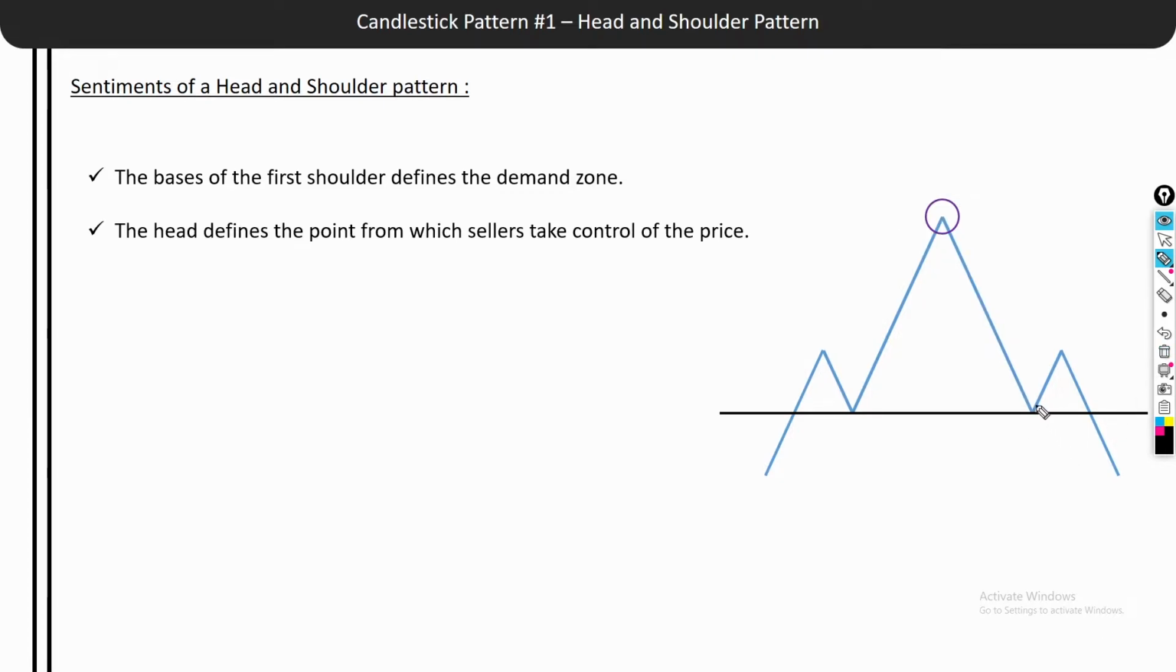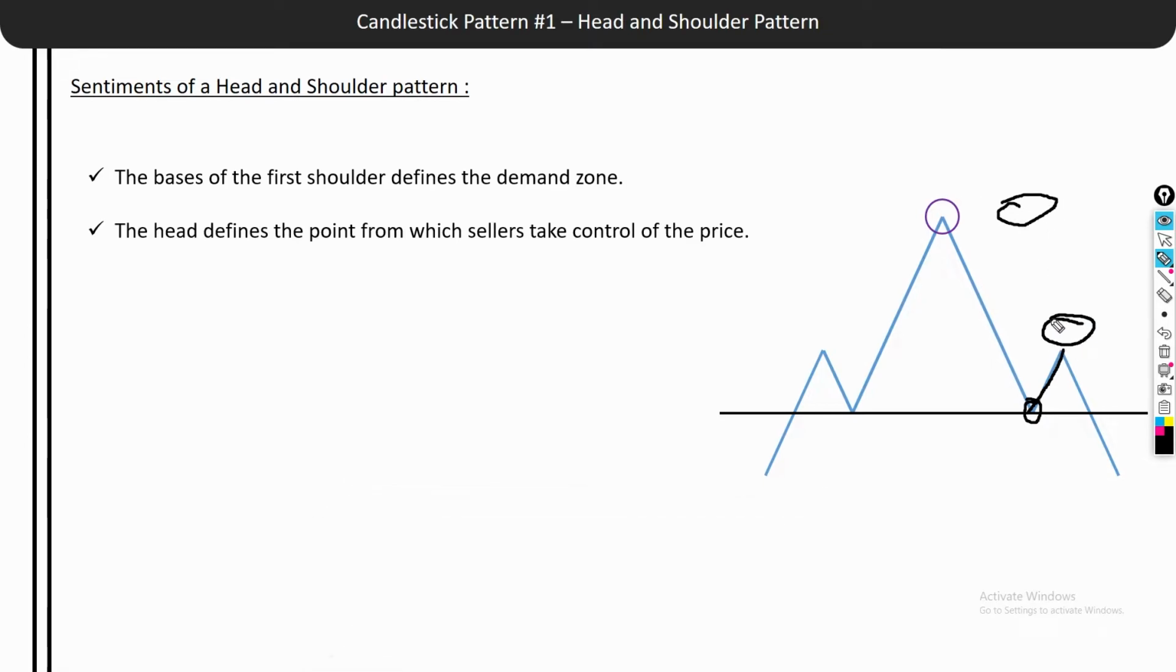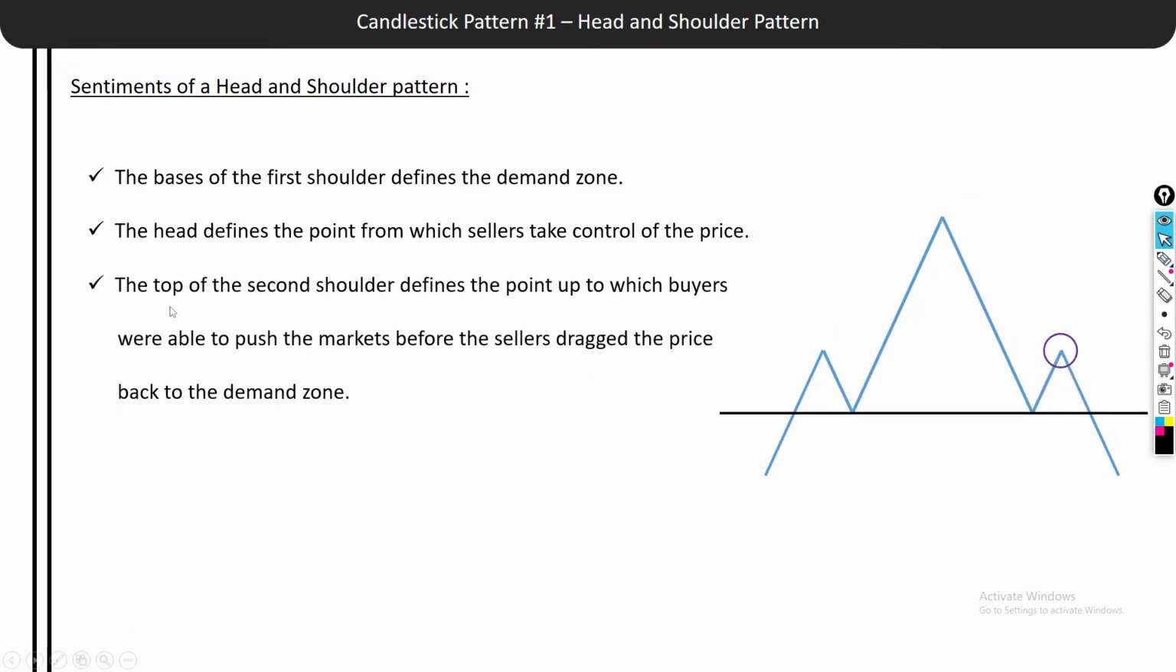As soon as the price reaches the demand zone, the buyers reinitiate buying, but this time they are not able to create another higher high or another top, since the concentration of sellers shifts from this region to this region, and there is a contest between the buyers and sellers, thus creating our second shoulder. The top of the second shoulder defines the point up to which buyers were able to push the market before the sellers drag the price back towards the demand zone.